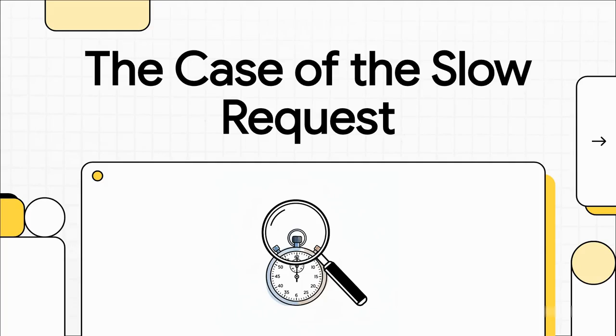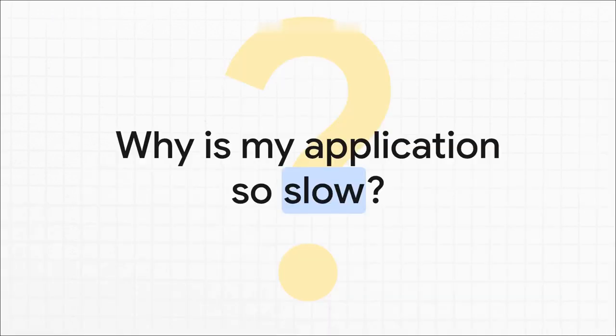All right, let's play detective for a bit. Today we're tackling a case that, let's be honest, probably keeps a lot of you up at night. The case of the slow request. Now there's no chalk outline, but trust me, the culprit is hiding somewhere deep inside your application, and it's being just as sneaky. You know the one, that question that just bounces around your head when things go wrong. Why is my application so slow?